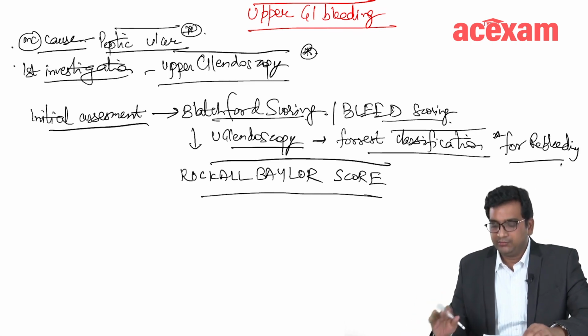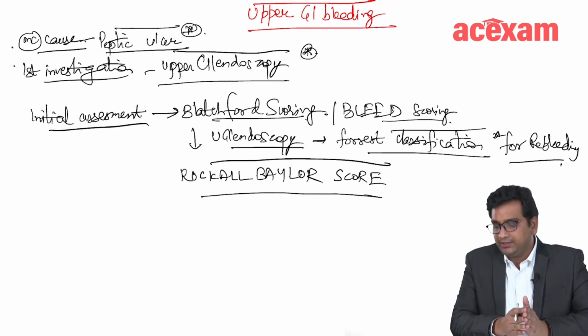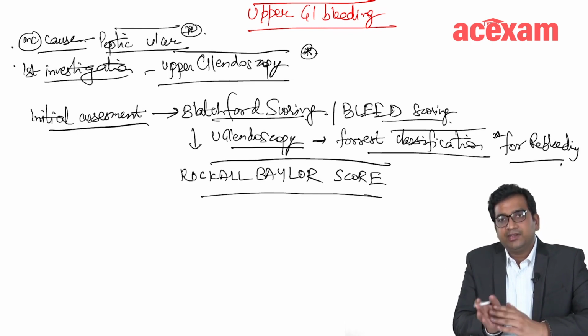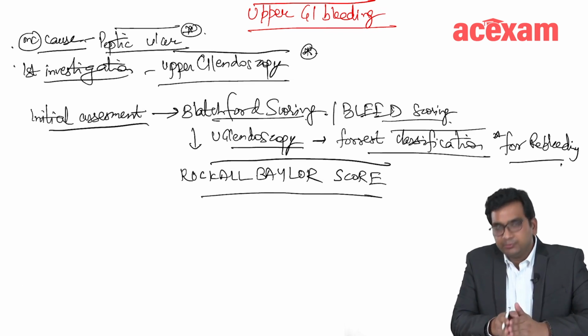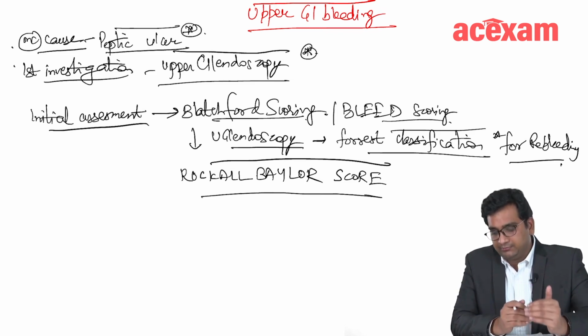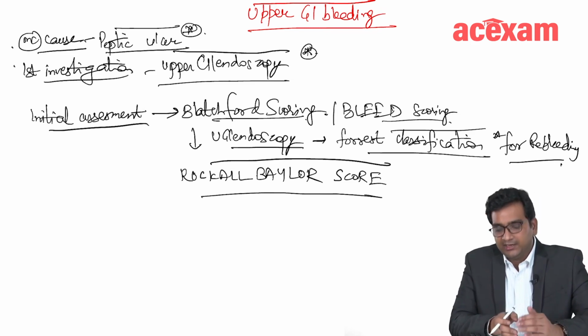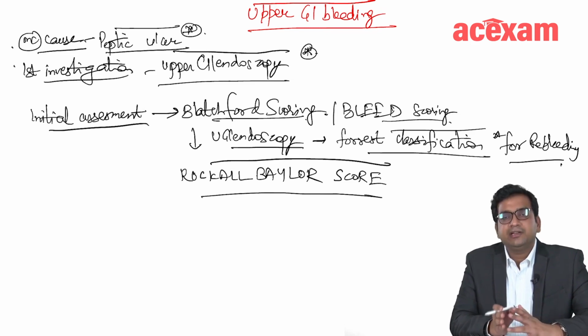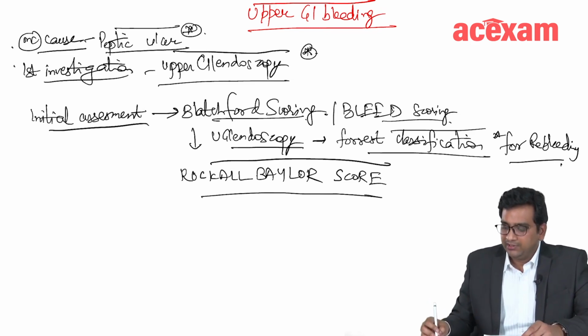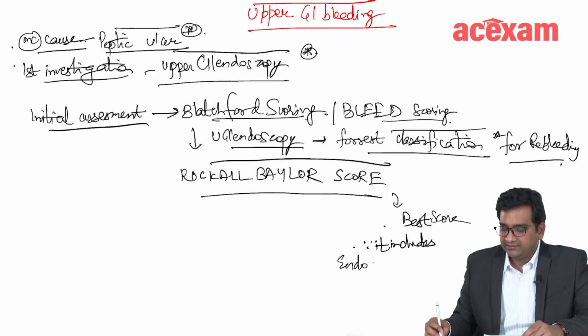Okay, so initially the initial assessment, Blatchford scoring, then along with Blatchford scoring we can calculate a bleed score also. Then we'll do upper GI endoscopy. On the basis of upper GI endoscopy we will calculate a Forrest classification score. We'll classify the bleed based on Forrest classification, which will help us in predicting the risk of rebleeding. And after that, finally we will be able to calculate a Rockall-Baylor score. And this Rockall-Baylor score is the best score or the most comprehensive score, because it also includes endoscopy findings.